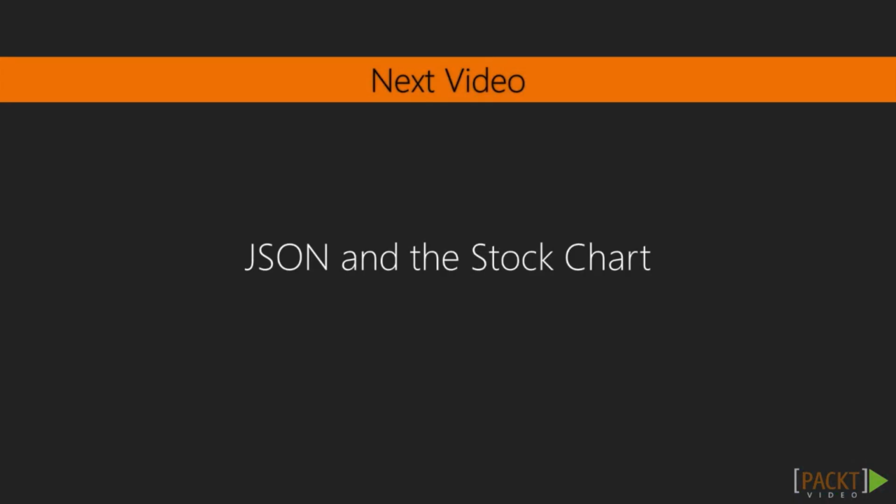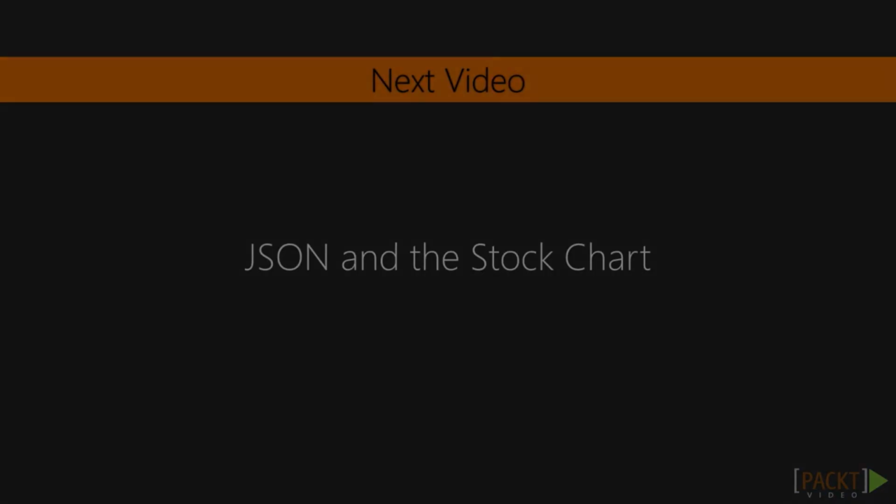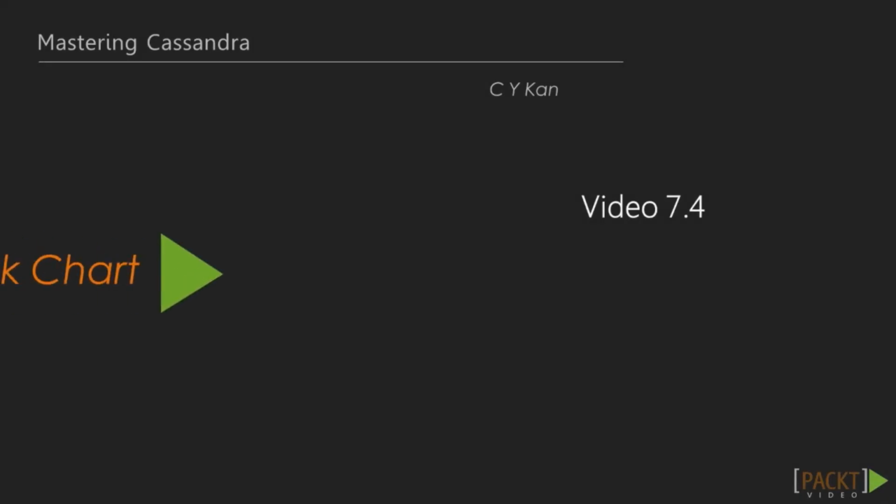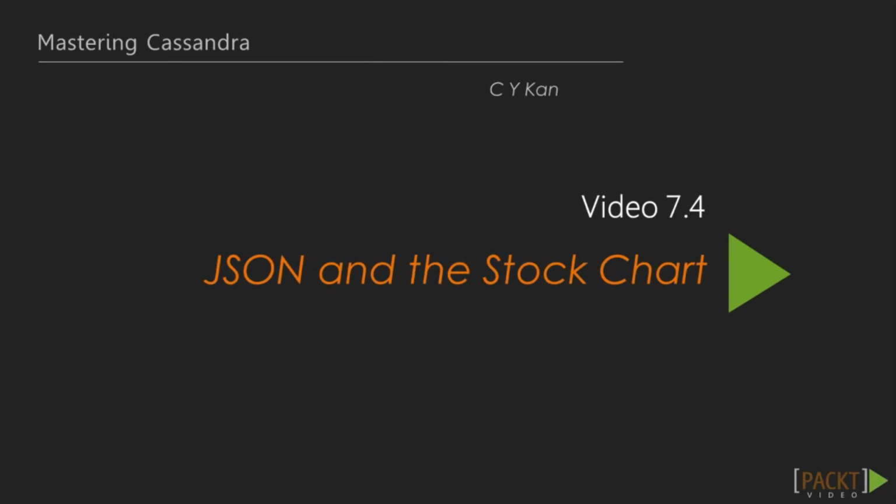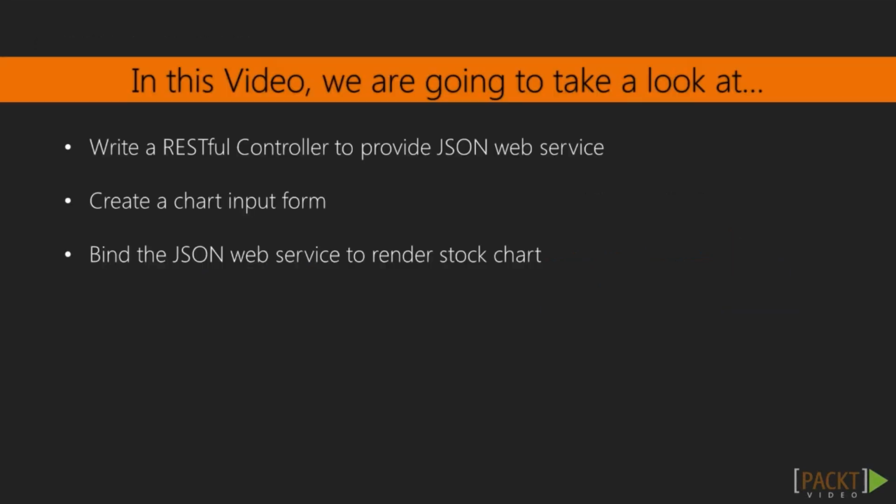Sweet! Next, we'll build a JSON web service to provide data for stock charts made by d3.js and techan.js. Join me there. Welcome to the 4th video of this section, JSON and stock chart. In the previous video, we set up a scheduler to collect and parse stock data feed from Yahoo Finance. In this video, we'll look at how to build a RESTful web service to provide historical prices in JSON format.